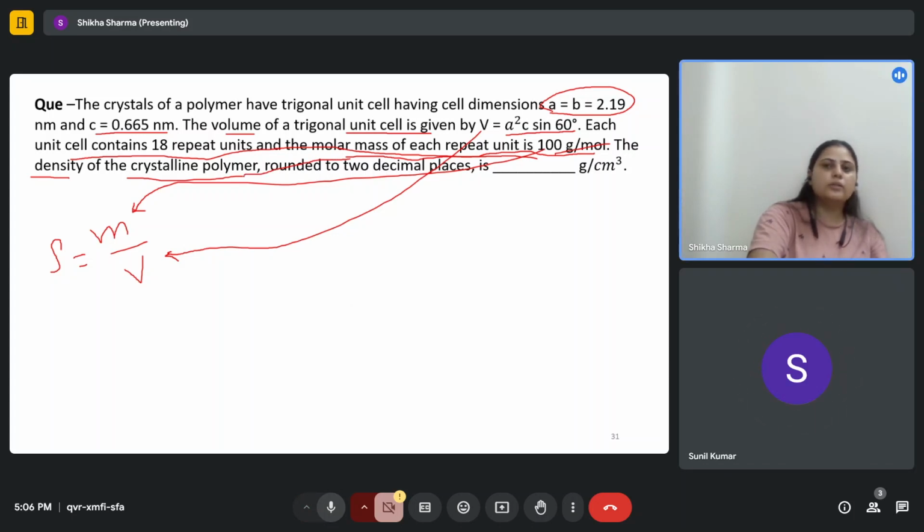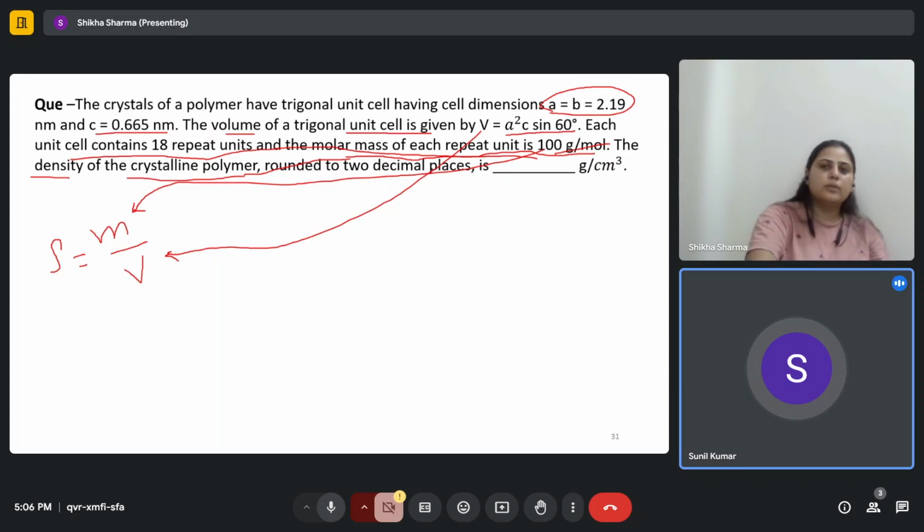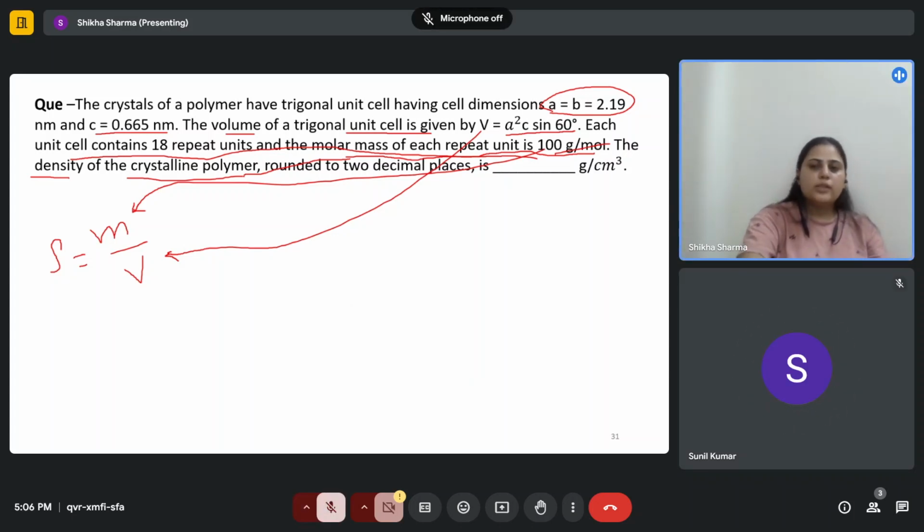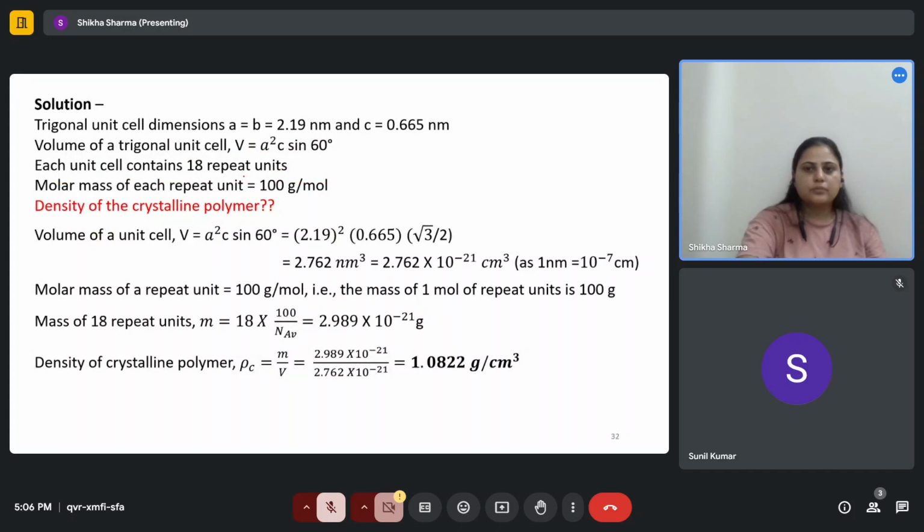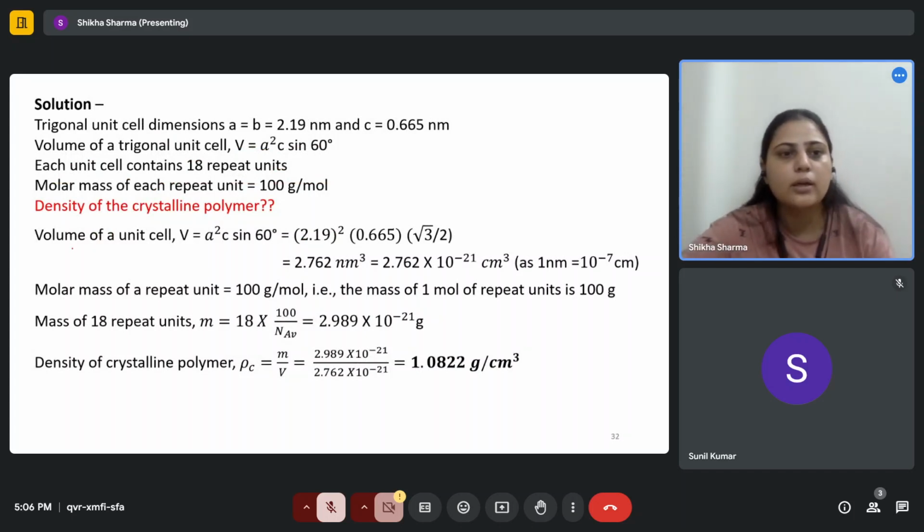Volume you are getting 2.76, which is correct. The volume of the unit cell V equals A square C sine 60. The A value is given as 2.19 square into C, which is 0.665, and sine 60 is nothing but root 3 by 2, and when we multiply we get 2.762 nanometer cube, right?